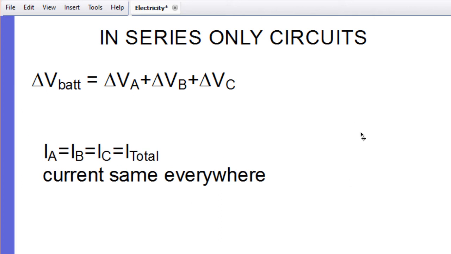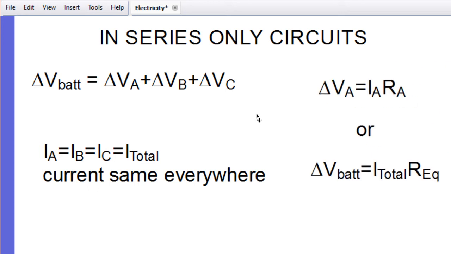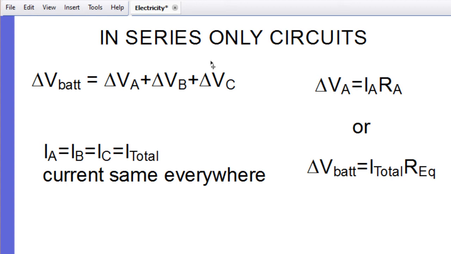All right, this is cool. And we also talked about Ohm's law a little bit. Ohm's law states that the voltage lost by resistor A is going to be equal to the current in resistor A times the resistance of resistor A.